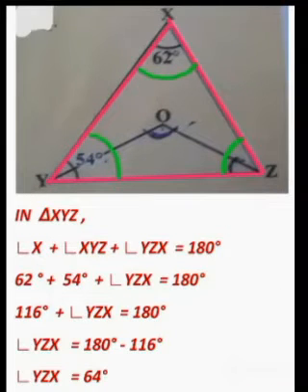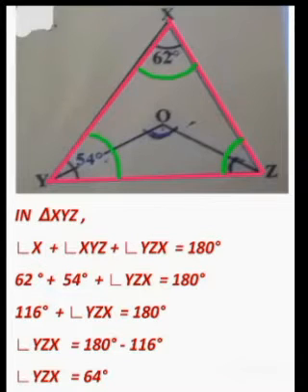So in triangle XYZ, they have given angle X is equal to 62 degrees, angle Y is equal to 54 degrees, and we have to find out the value of angle Z. So in triangle XYZ, we can use some property, children. Angle X plus angle Y plus angle Z is equal to 180 degrees. So angle X plus angle XYZ plus angle YZX is equal to 180 degrees. The reason is the angle sum property.